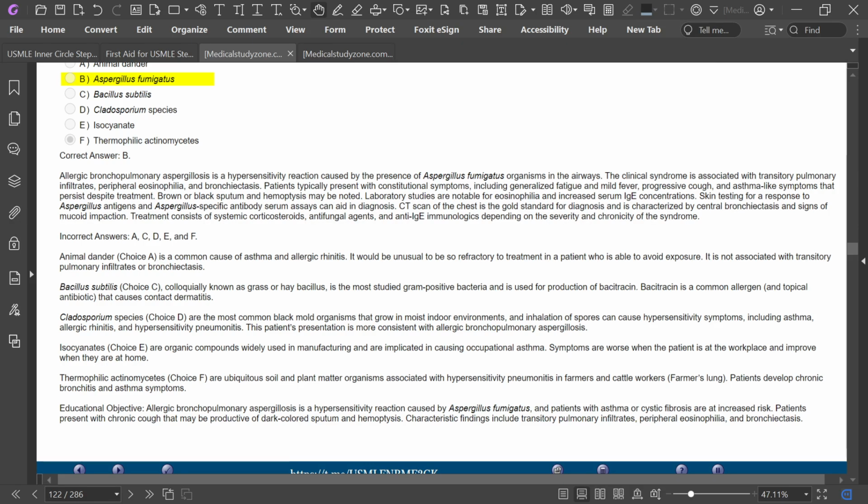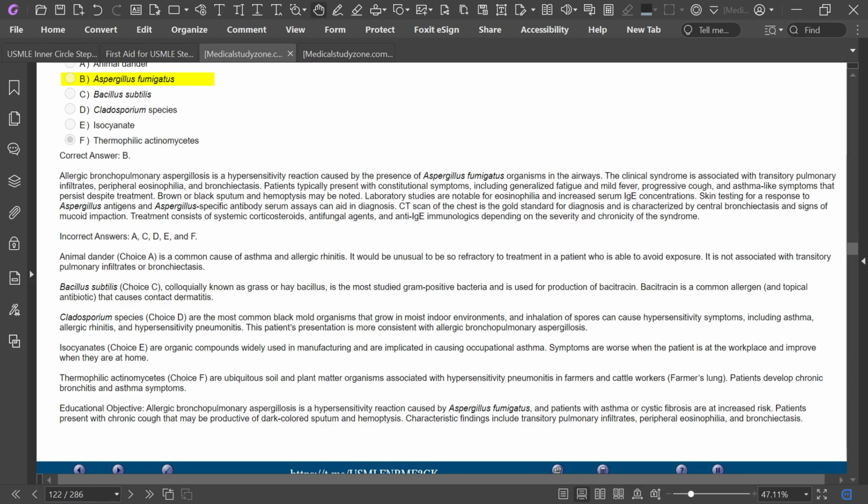Isocyanates are organic compounds widely used in manufacturing and implicated in causing occupational asthma. Symptoms are worse when the patient is at the workplace and improve when they are at home.